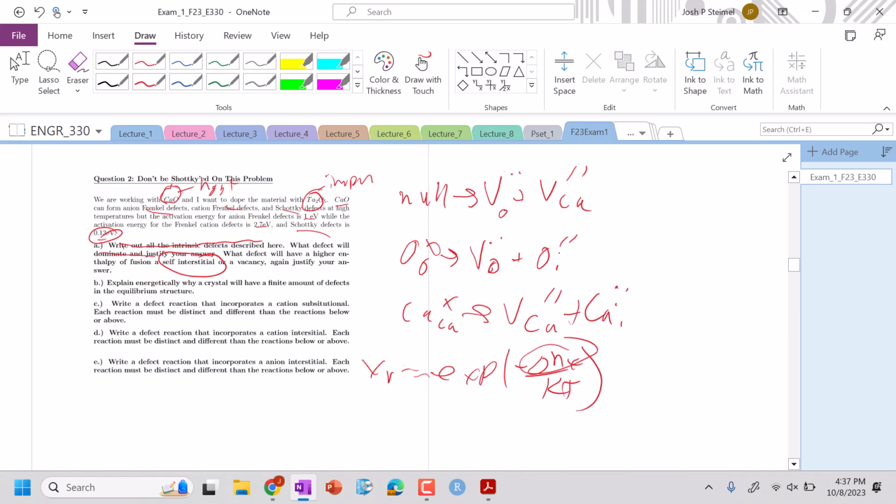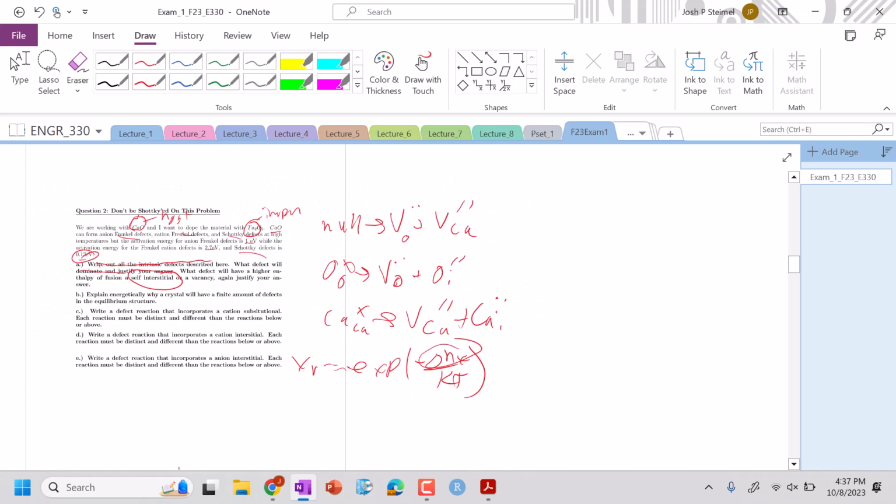Explain energetically why a crystal will have a finite amount of defects in the equilibrium structure. Well, our free energy term is this. We know our entropy is equal to k natural log of the number of microstates. So a larger number of microstates means larger entropy, meaning my delta G will decrease. If I have defects, we saw, and we actually derived this as well, that the number of microstates will increase tremendously once we create defects. So we want to always lower our free energy state, so that's why we have that answer.